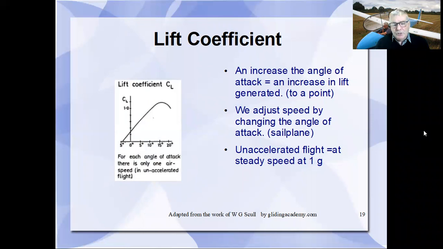And just a little point on this diagram, if you look right down at the bottom, it says "unaccelerated flight", and that simply means it's at 1G. The aircraft is in steady flight. If we're accelerating or decelerating, then it will change the results.